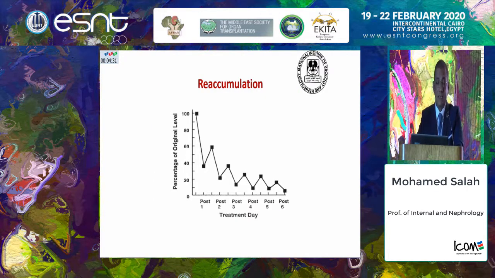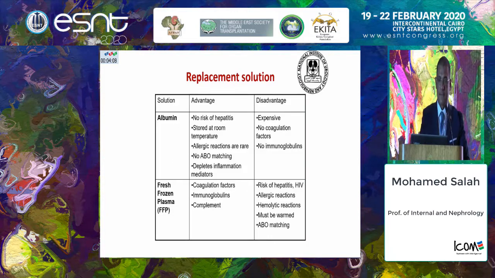Reaccumulation is important when we design the session of plasmapheresis for the patient. We have to know that the reaccumulation rate is high in the first 3 days, and then it goes down steadily. And that's why in most protocols, the first 3 sessions usually are performed daily, and then you can go for an every other day protocol in most of the cases.